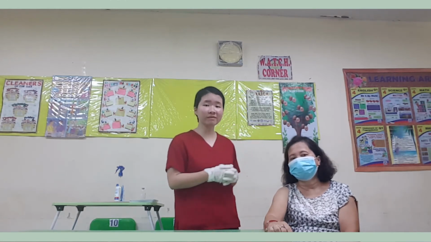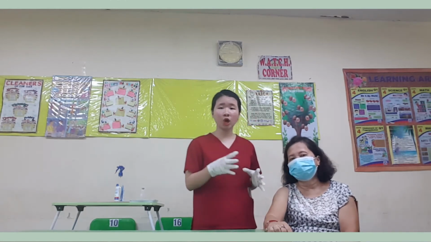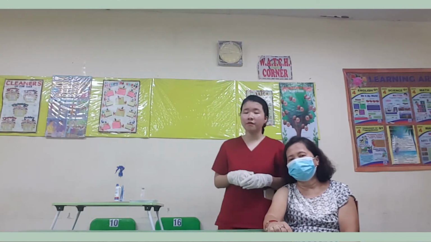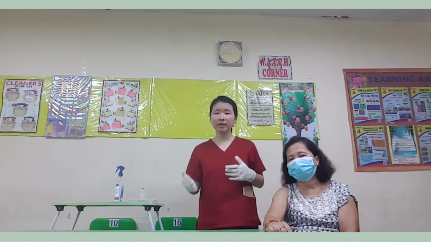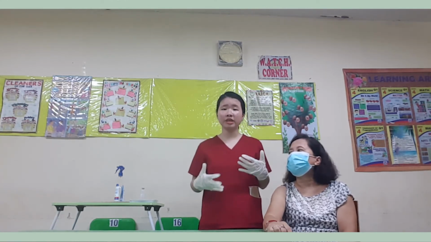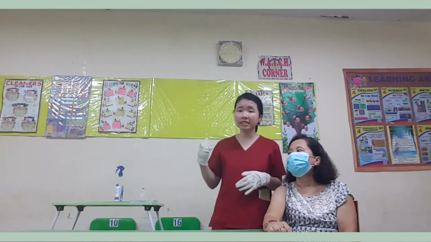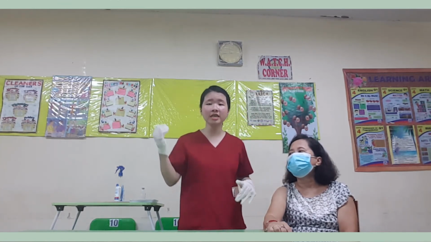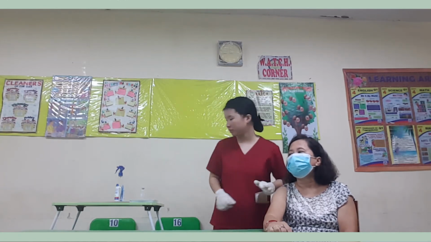For procedure number 17, you need to remove the needle cap with the dominant hand to lessen the risk of an accidental injury. For procedure number 18, you need to quickly inject at a 90 degrees angle the medication in a dart-like fashion. This is to lessen the pain and to ensure that the needle reaches the certain muscle.